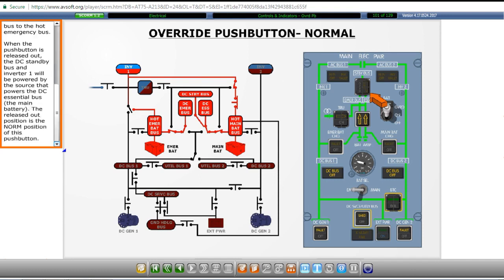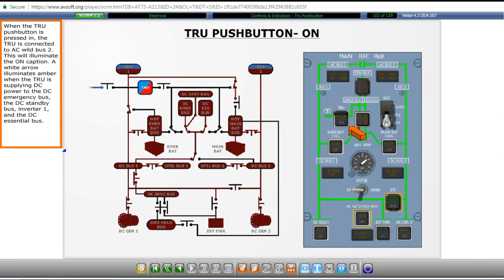When the push button is released out, the DC standby bus at inverter 1 will be powered by the source that powers the DC essential bus. The released out position is the normal position of this push button. When the TRU push button is pressed in, the TRU is connected to AC Wild Bus 2. This will illuminate the on caption.